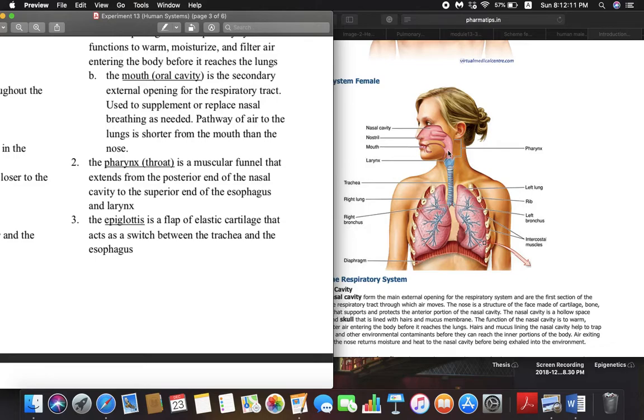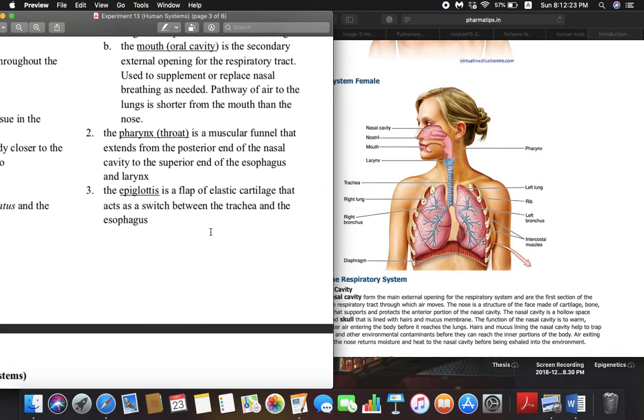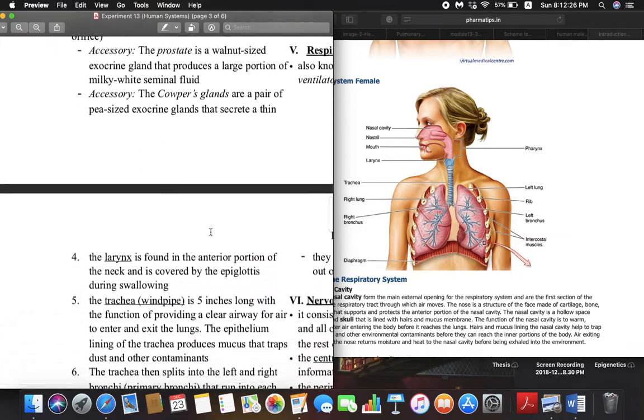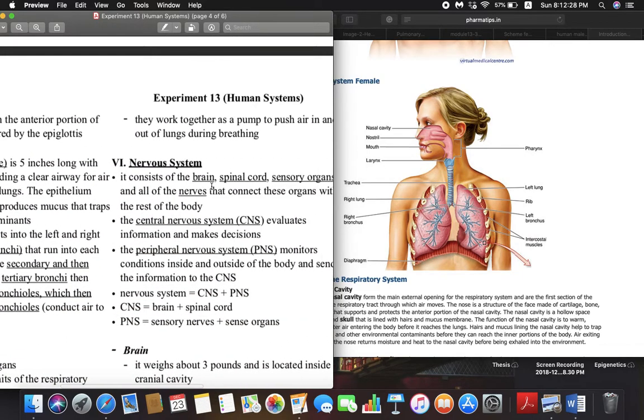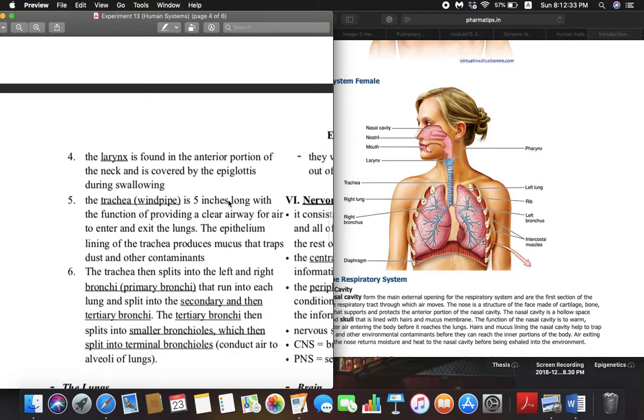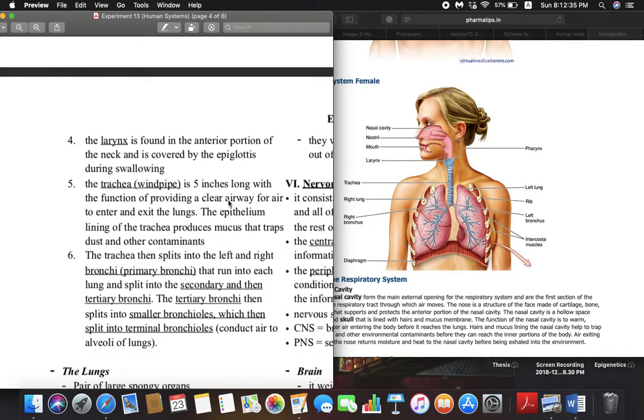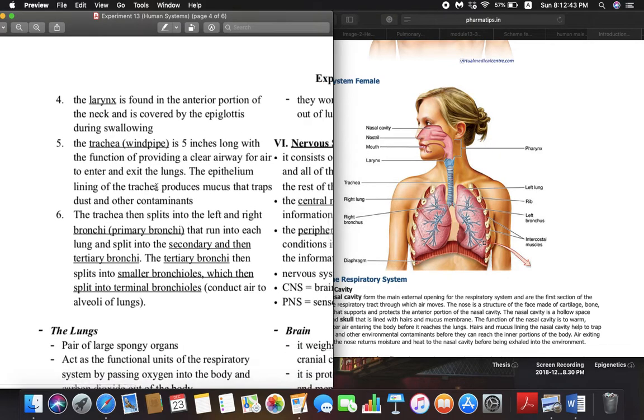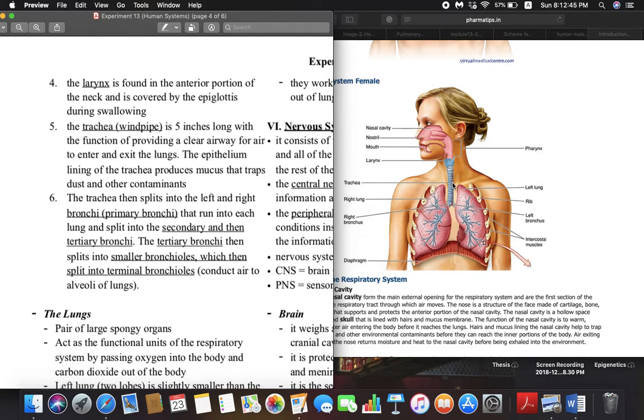Now here, how does the body decide whether the air enters the larynx or the esophagus? Via the epiglottis. The epiglottis is a flap of elastic cartilage that acts as a switch between the trachea and the esophagus. So when we're breathing, the epiglottis opens from on top of the larynx in order to allow air to pass through. The larynx is found in the anterior portion of the neck and is covered by the epiglottis during swallowing. After the larynx, we have the trachea.